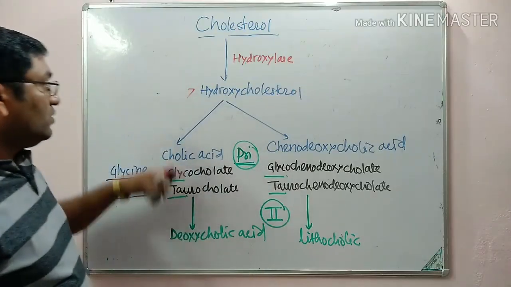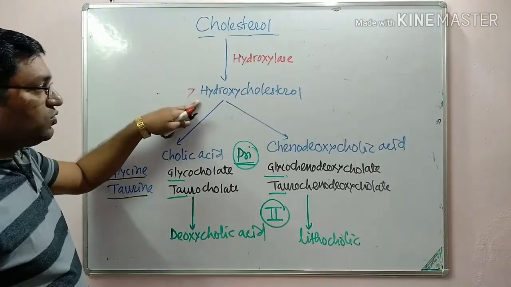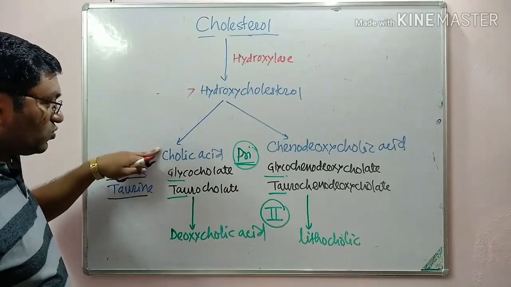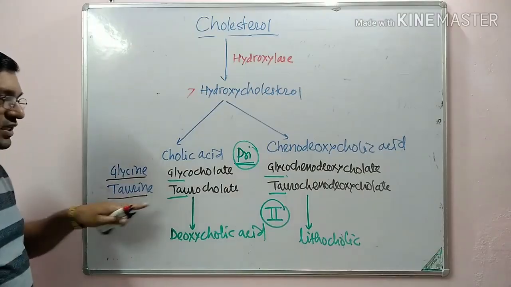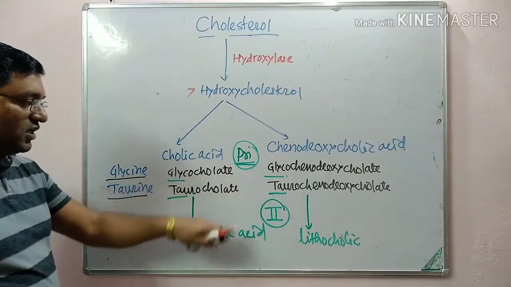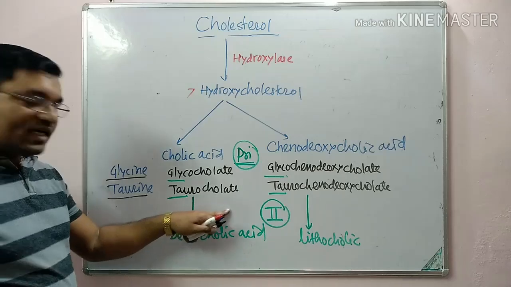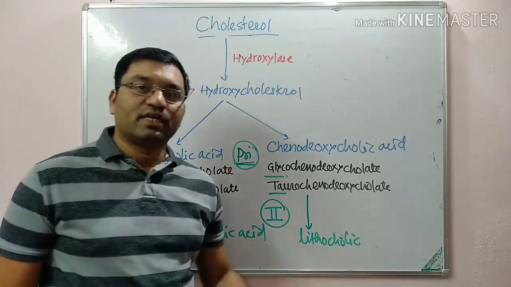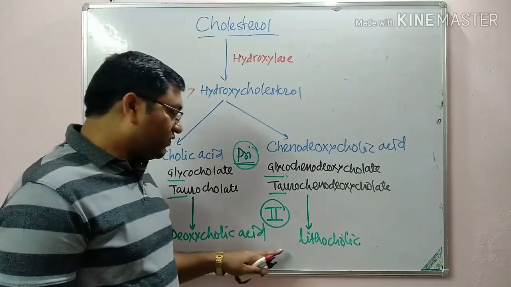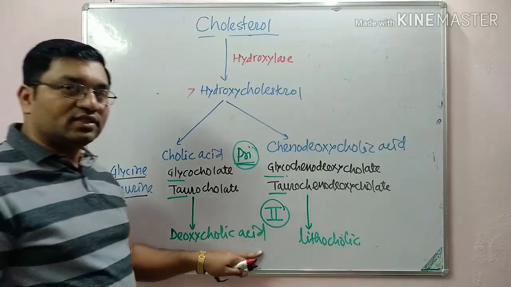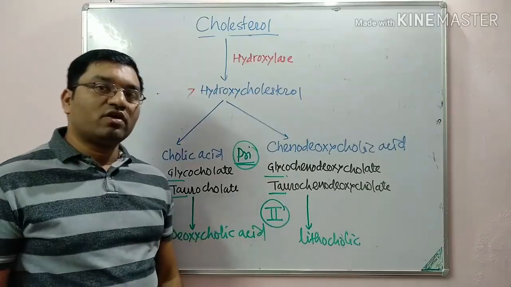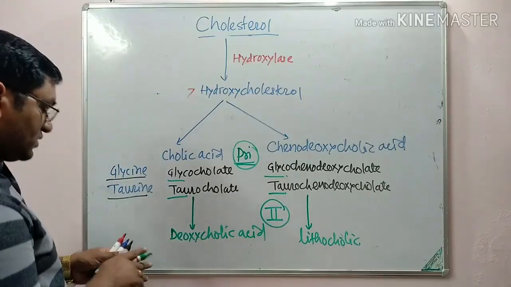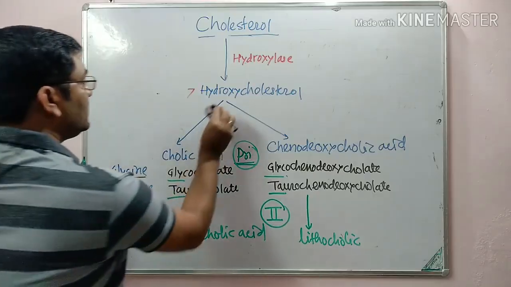So this cholesterol is converted into hydroxycholesterol, which gives cholic acid, which gets conjugated and gives the primary bile acids. On deconjugation and dehydroxylation, they are converted into secondary bile acids. So this is the first product, that is bile acid. Cholesterol acts as a precursor for bile acids. Now coming to the second, that is the vitamin D synthesis.